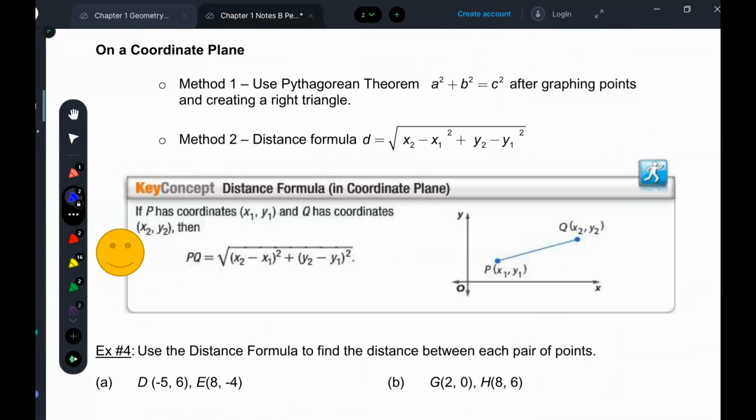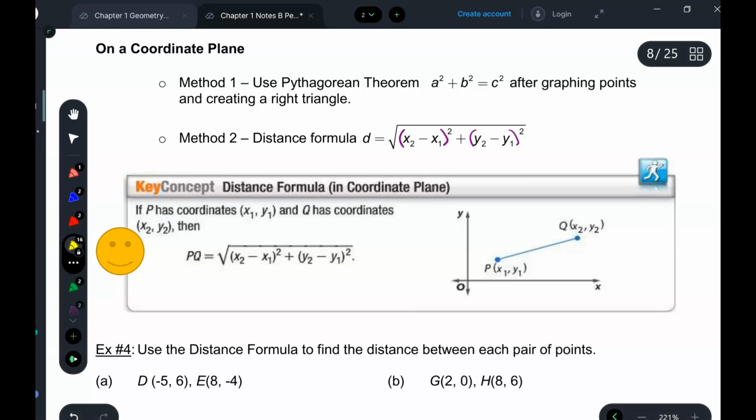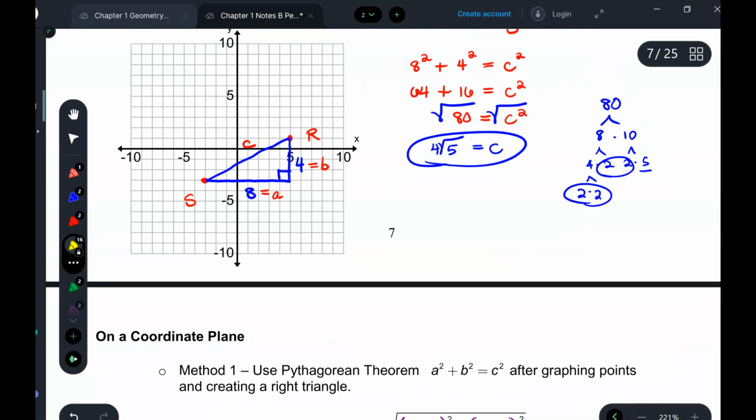This next one is probably a new one. Wait, so the answer is just 4 root 5? That's it. How did you get 5? There's a 5 left over. 2 and 2, and you had a 5 left over. So 2 times 2 is 4.